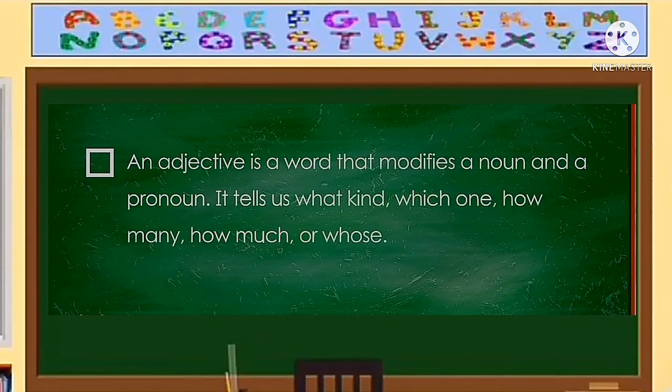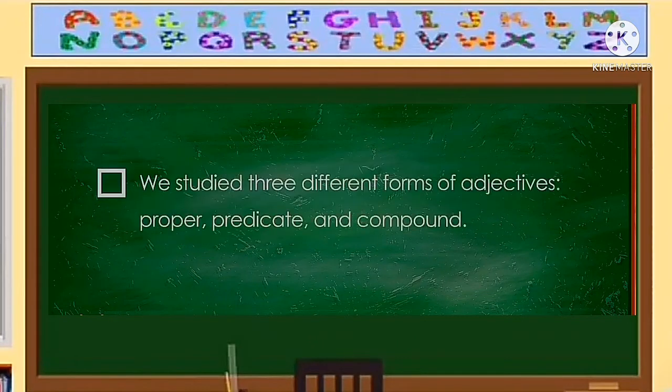Let us recap what you have learned from me today. An adjective is a word that modifies a noun or a pronoun. It tells us what kind, which one, how many, how much, or whose. We studied three different forms of adjectives: proper, predicate, and compound.